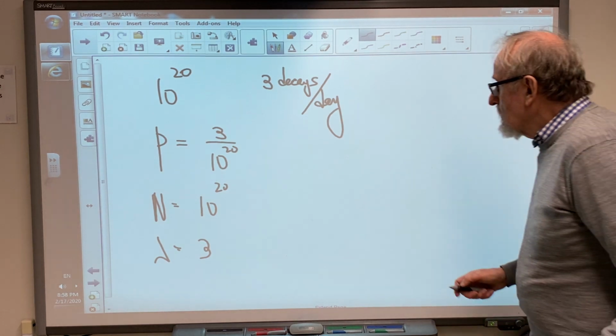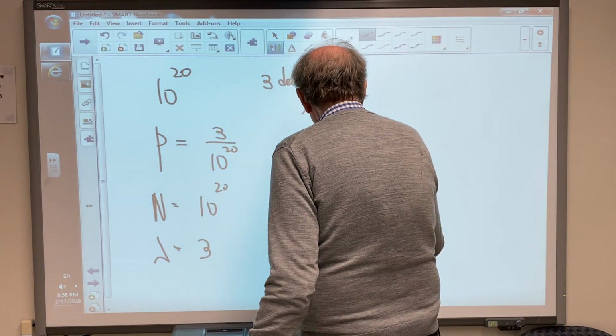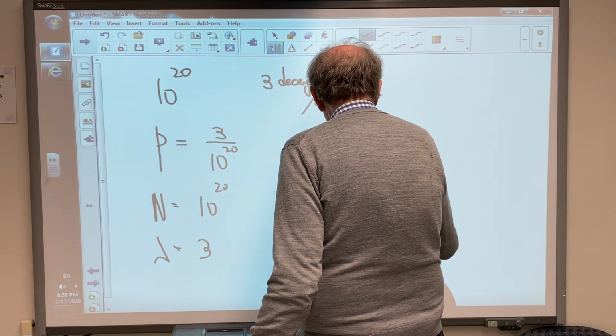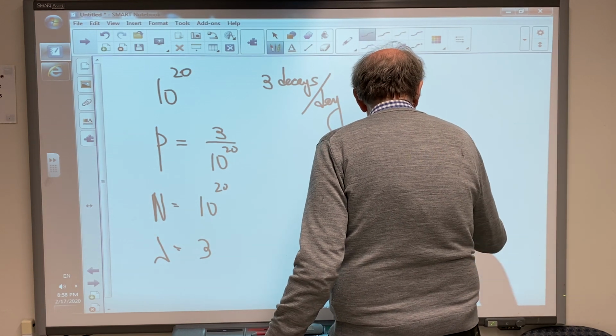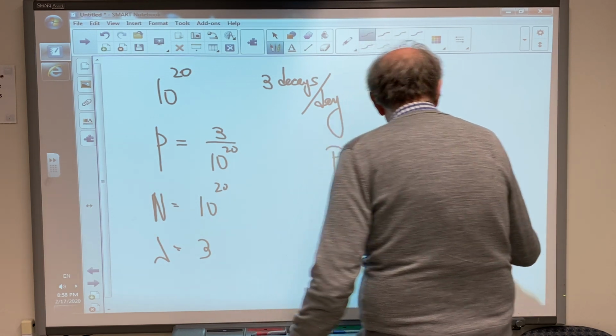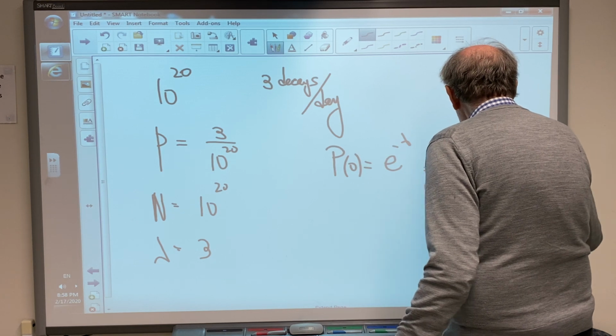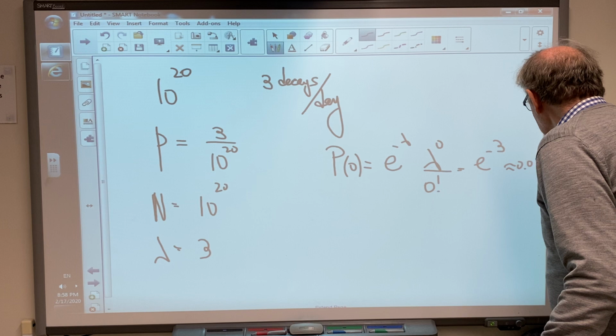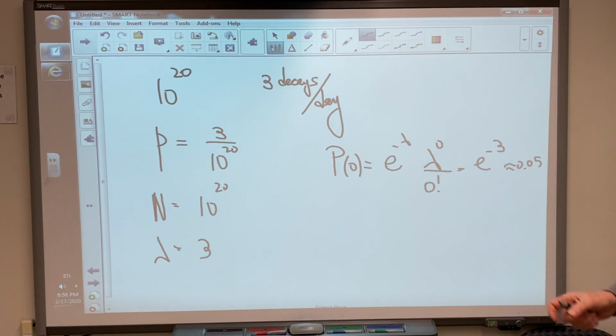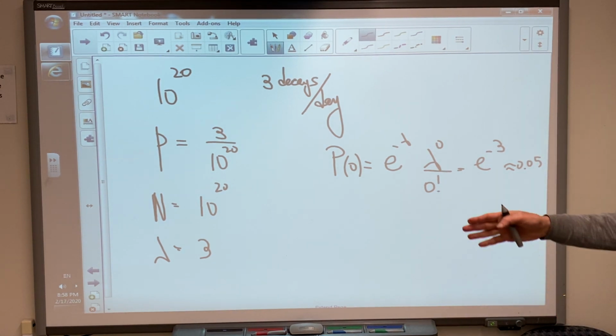Well, the probability will be p of 0, which is e to the minus lambda, lambda to the 0 over 0 factorial, or e to the minus lambda, e to the minus 3, which is 0.05 approximately. So the probability that in one given day I have no decays will be around 5%.